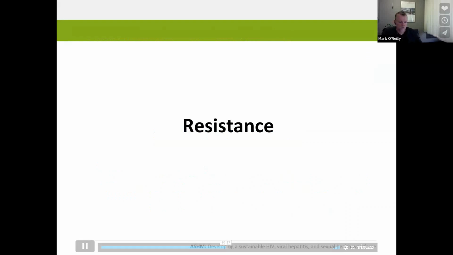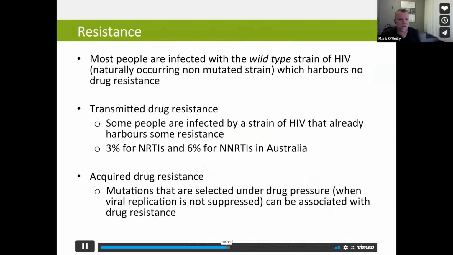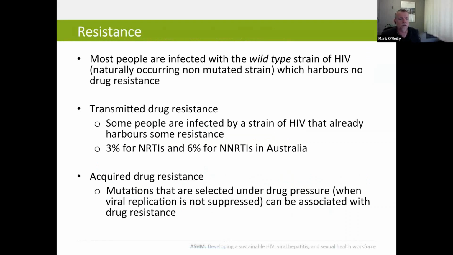So the final topic of today's talk is, we'll briefly touch on resistance. So most people, when they acquire HIV, acquire what we call a wild-type strain of HIV, which is a naturally occurring strain of HIV without mutations. And so what that means is that there's no resistance, or the virus is not resistant to any medications, and so that individual can essentially start any of the medications recommended.